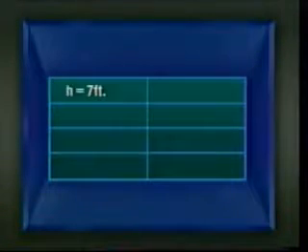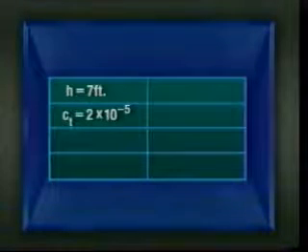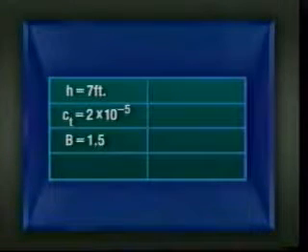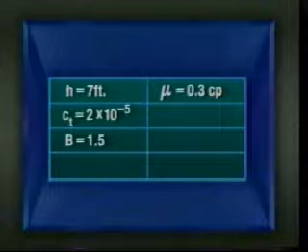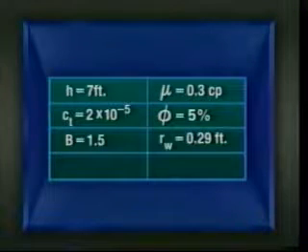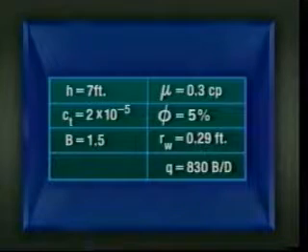The following reservoir data is available: a formation thickness of 7 feet, a compressibility of 2 times 10 to the minus 5 per psi, a formation volume factor of 1.5, a viscosity of 0.3 centipoise, a porosity of 5%, a wellbore radius of 0.29 feet, and a flow rate of 830 barrels per day.